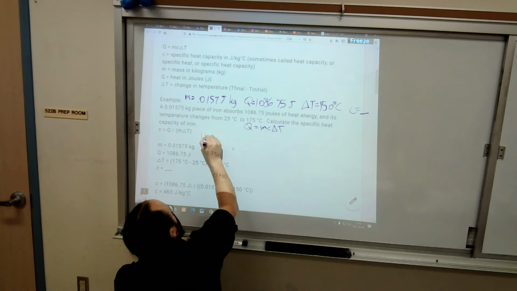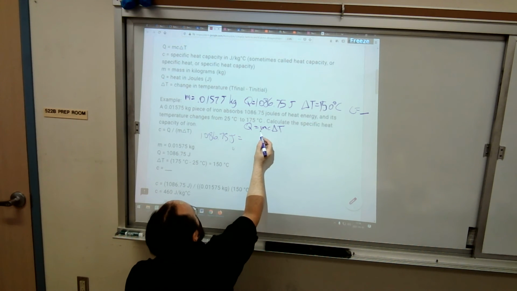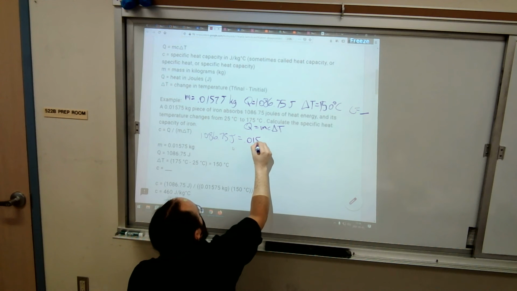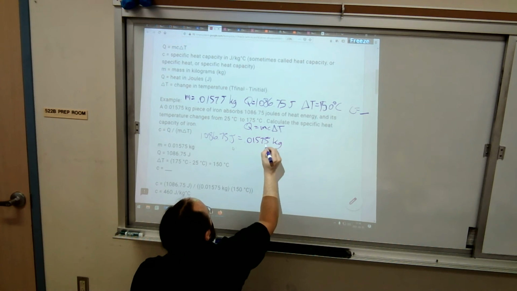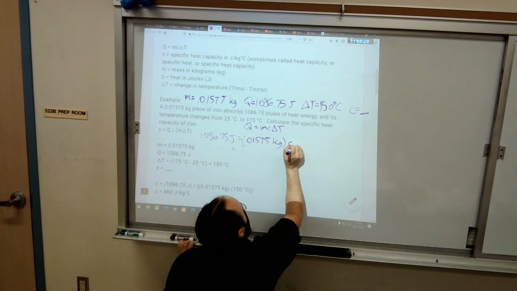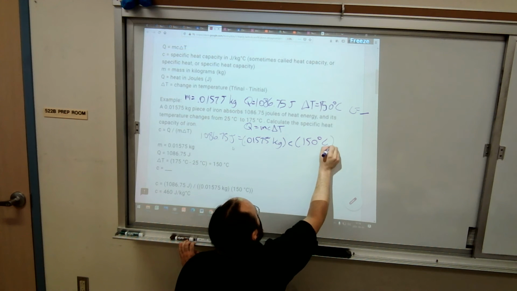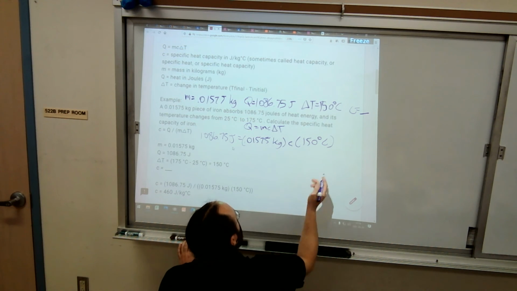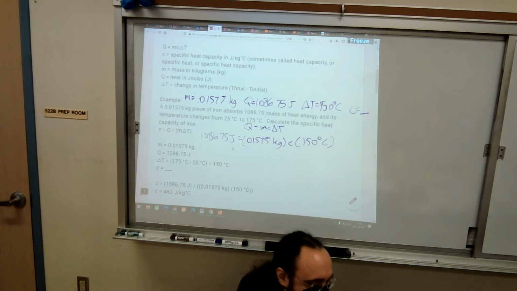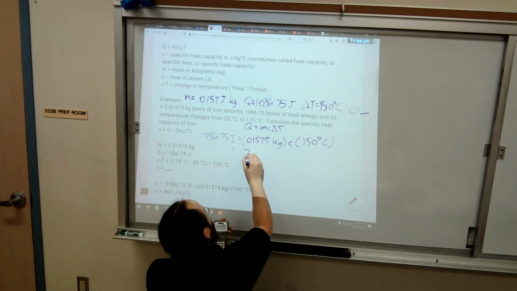Q is this 1086.75 joules. M is that 0.01575 kilograms. Well, these are long numbers, but at least it's not scientific notation. C is what we're looking for, and delta T is 150 degrees Celsius. And then I got to multiply those, and I already did this and I don't remember what it is, so throw me in math jail. Here we go. Okay, now take me out of math jail.